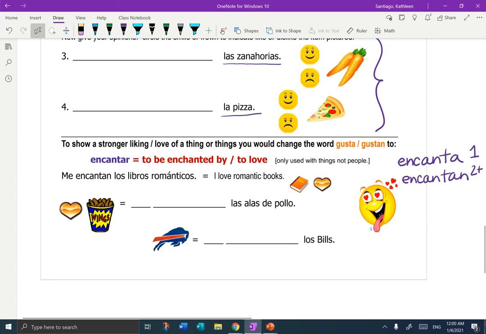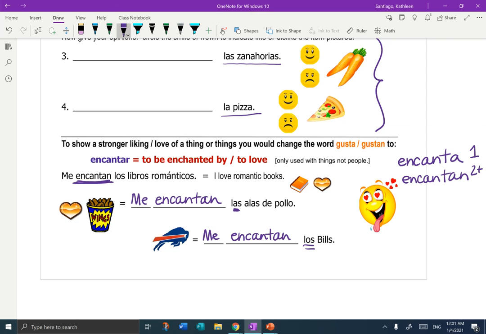Okay, so to say I love romantic books, I change gustar to encantan, right? No me gustan, me encantan los libros románticos. To say I love chicken wings, I would say me. Let's look at alas. Is it encanta or encantan? Encantan las alas de pollo. Oh, after today's win, is it I love the Bills? I would have to say me encantan, because it's Los Bills.